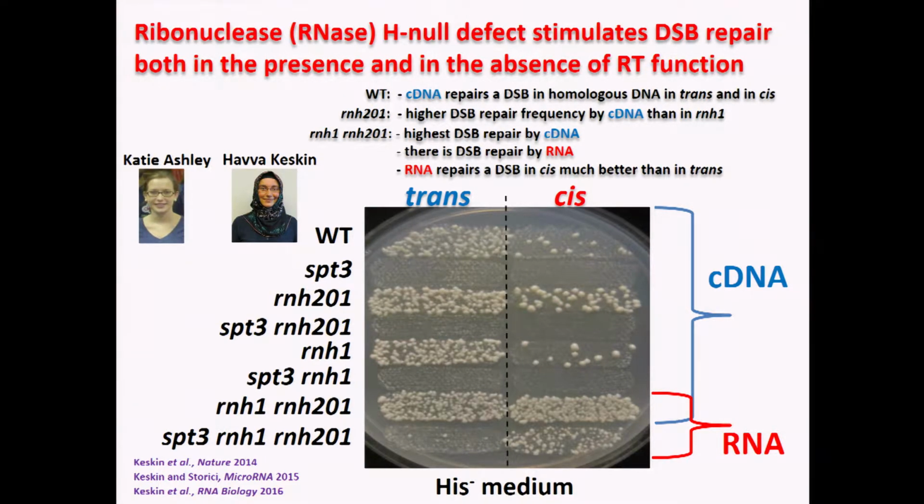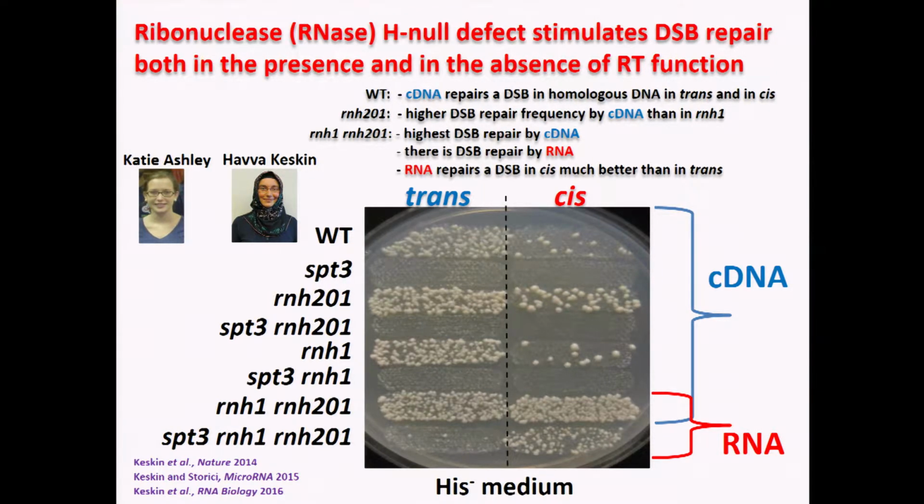So we knocked out the type 1 and the type 2, singly and both together. We saw that only when we eliminated both RNase Hs could we see colonies even in the absence of the sp3, only in the double mutant. These were more abundant for the cis than for the trans, and this is what we think is the direct RNA-mediated DNA repair.